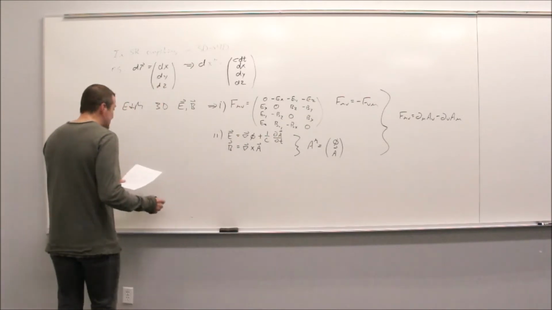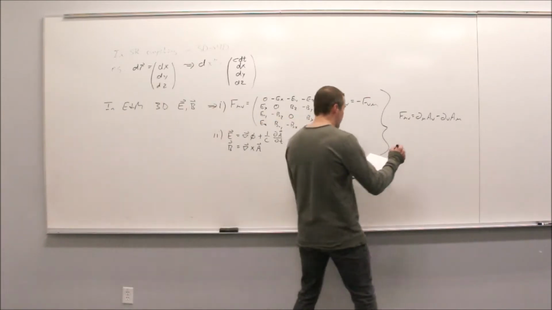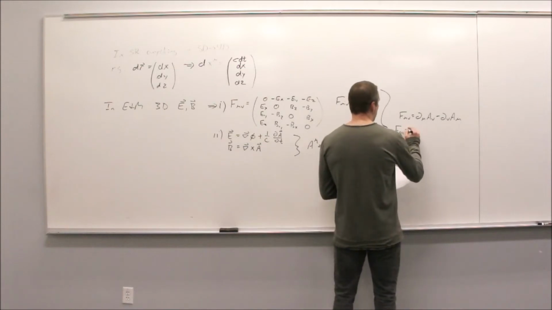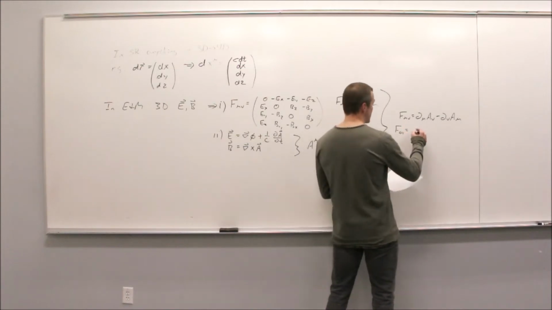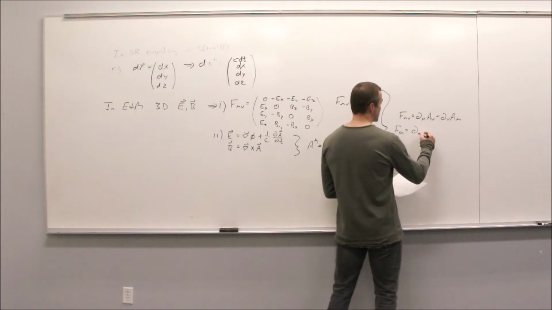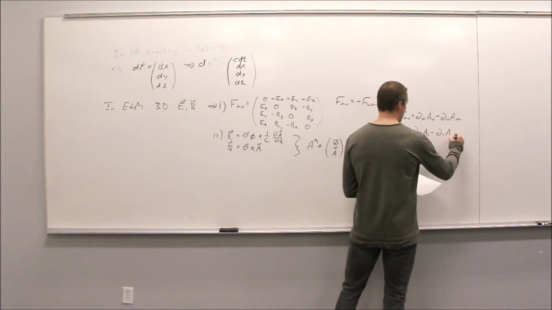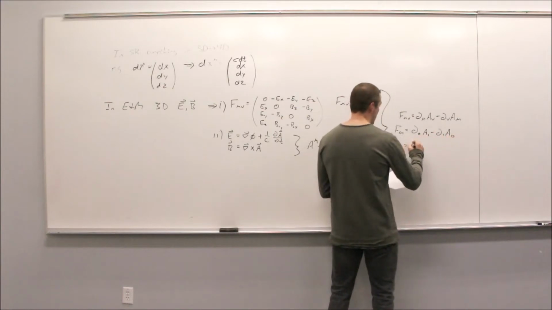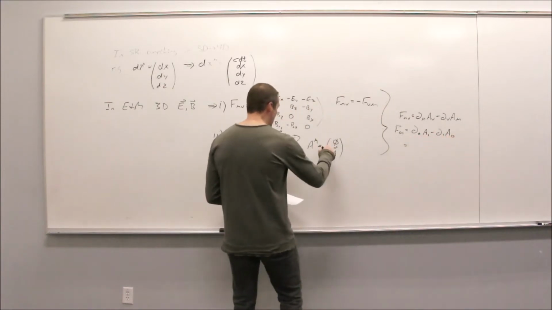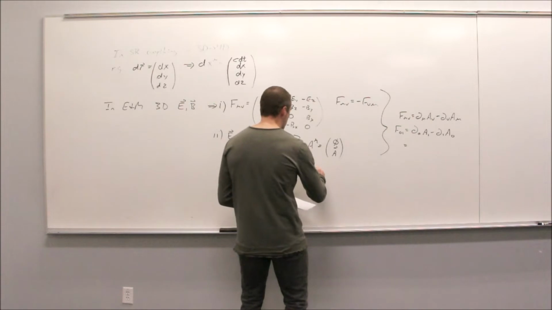So, for example, just to show you how this works, if you want to calculate the component of F01, then you would say, okay, I've got to do D0 of A1 minus D1 of A0. And we can find, well, we've got a mu dual.